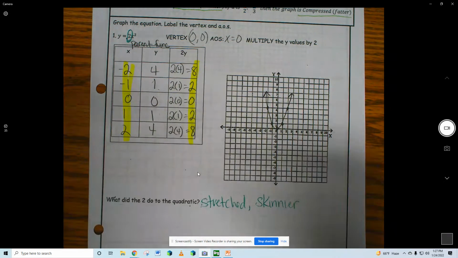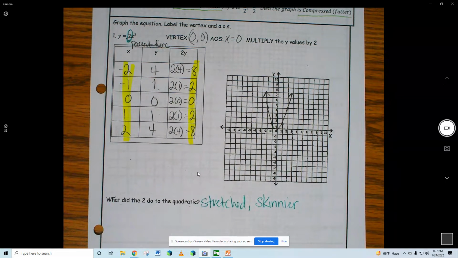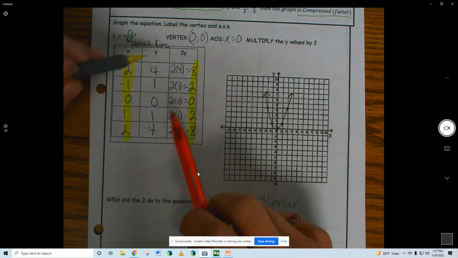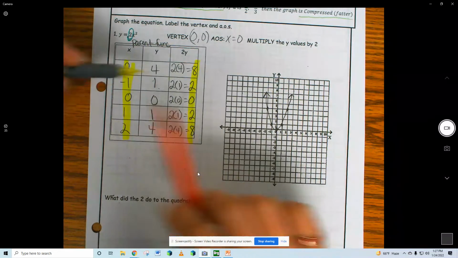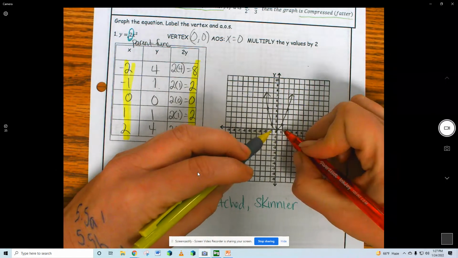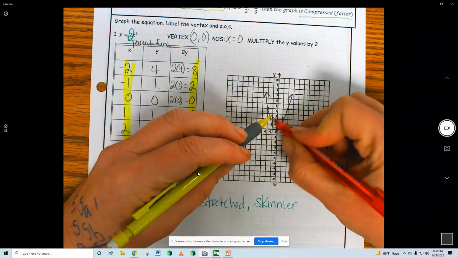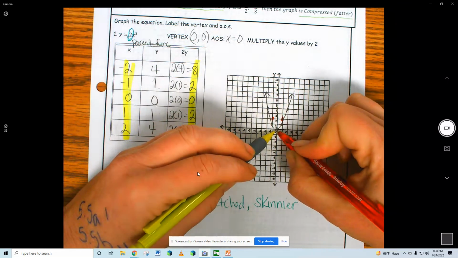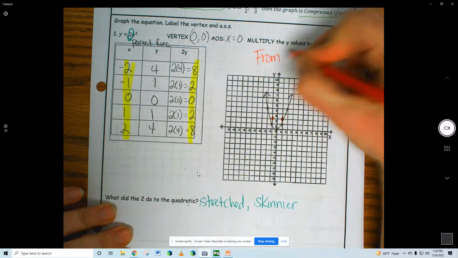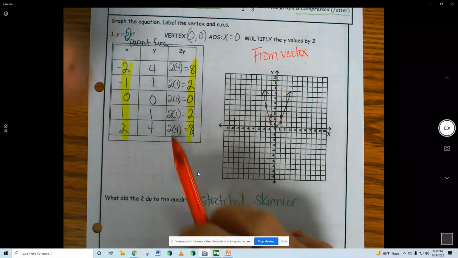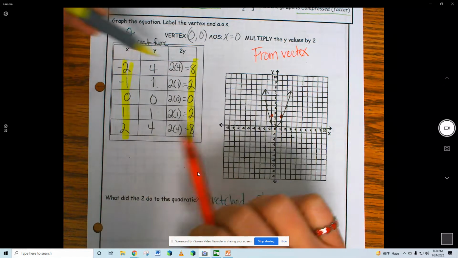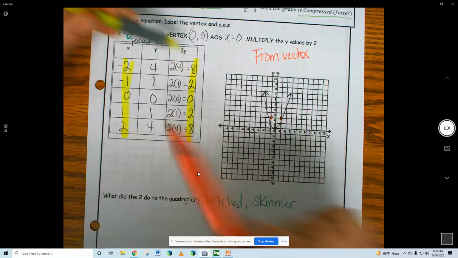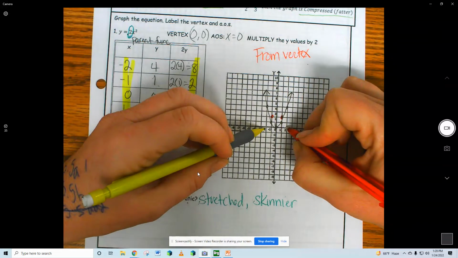All right. So in both directions, this is what the 2 is going to do. Over 1, up 2, from my vertex. I'm doing it a different color. Over 1, up 2. Over 2 in both directions, up 8, from my vertex. Over 2, up 8.